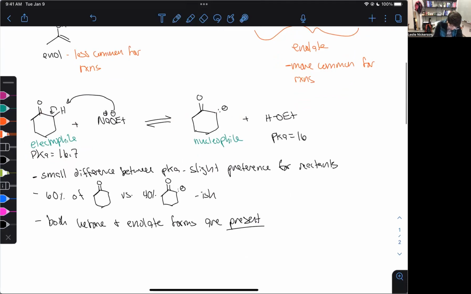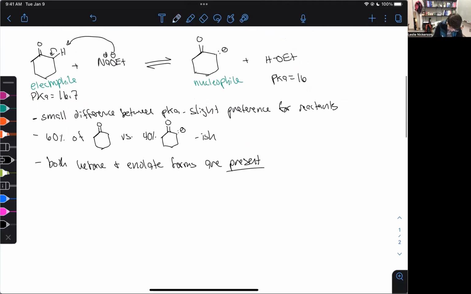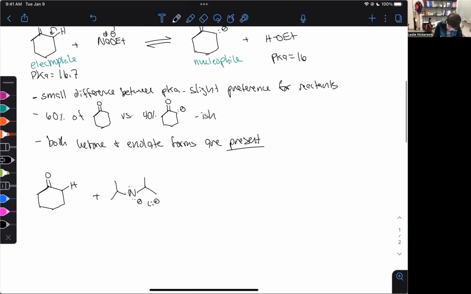All right, so let's look at another base. Let's take the same ketone here, cyclohexanone again, and we're going to look at LDA this time. So we're going to use the lone pair of the nitrogen to deprotonate that ketone, form our enolate, and form our conjugate acid.